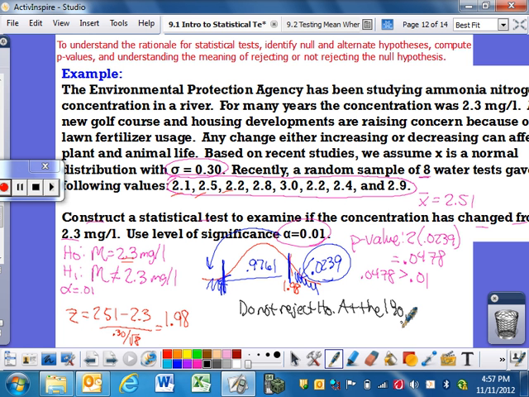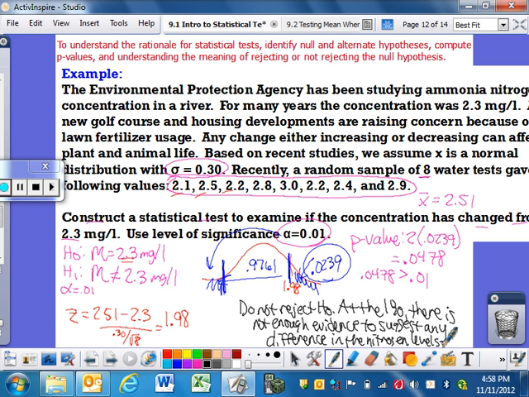There's not enough evidence to claim what? That there's any difference. Not enough evidence to suggest any difference in the nitrogen levels. Okay, so this time there really wasn't any difference. So I just gave you an example when you do reject and one when you do not reject.